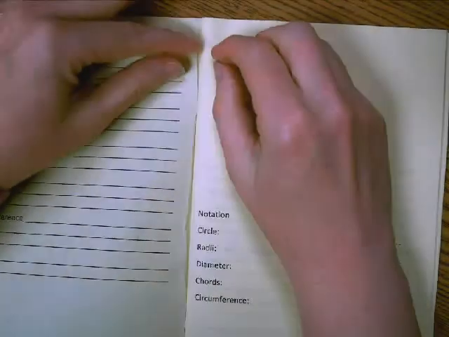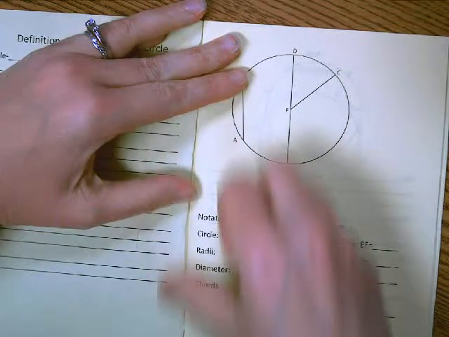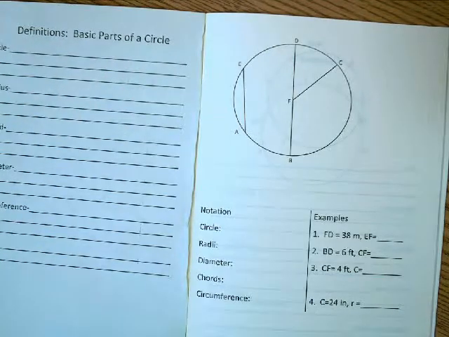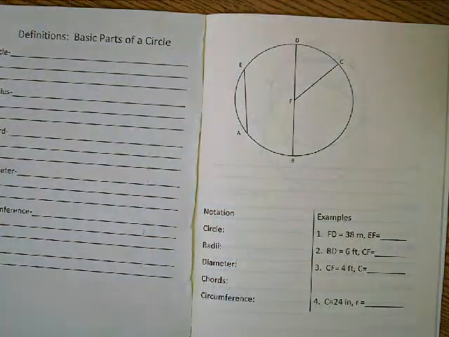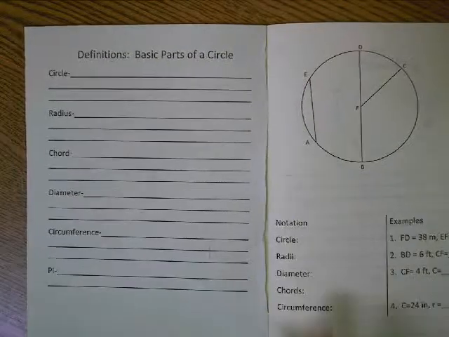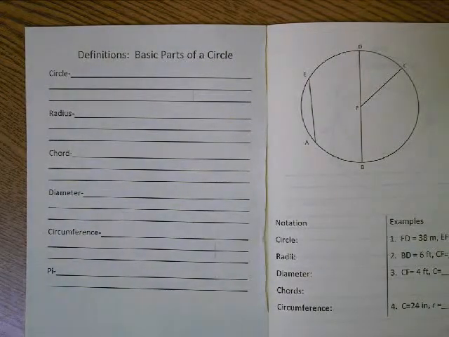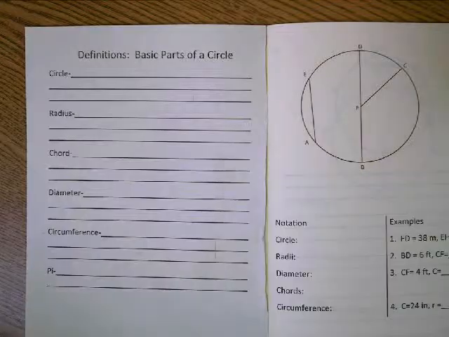So pretty much everything on today's lesson was taught to you in middle school. However, you may not remember it, and that is totally fine. So let's just start by doing a bunch of definitions. So the first definition is a circle.